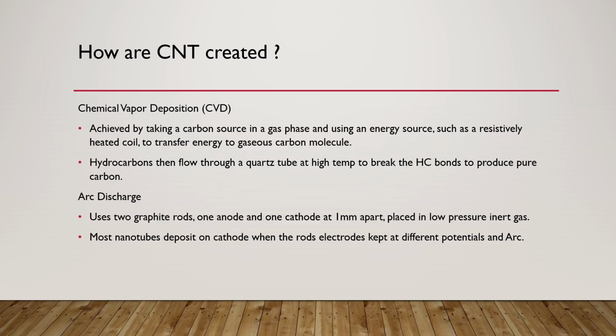This uses two graphite rods, one anode and one cathode, placed 1 millimeter apart in a low pressure inert gas. The nanotubes are deposited on the cathode when the rod electrodes are kept at different potentials and arc.